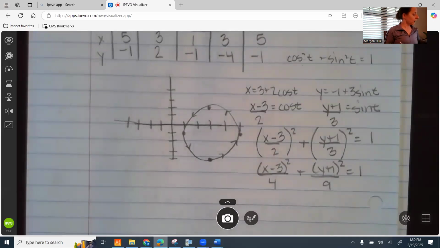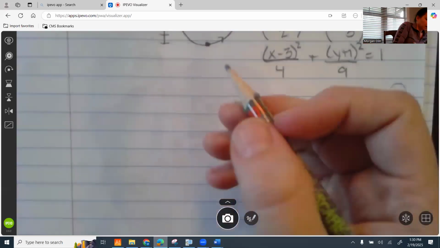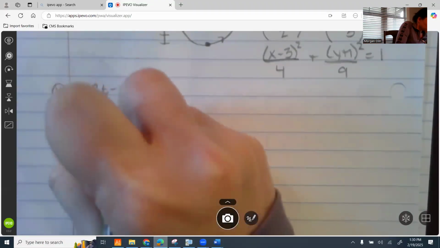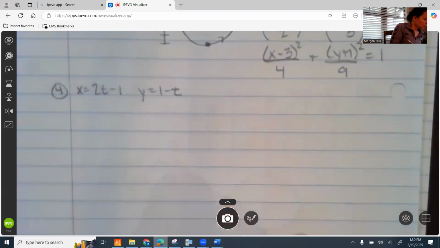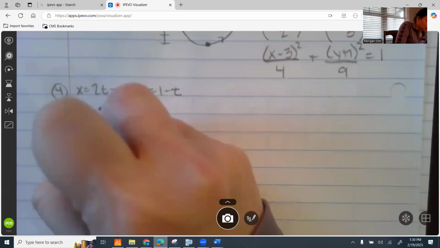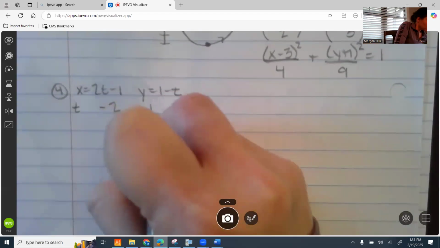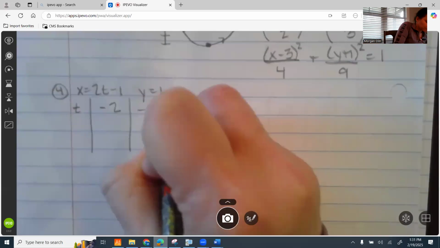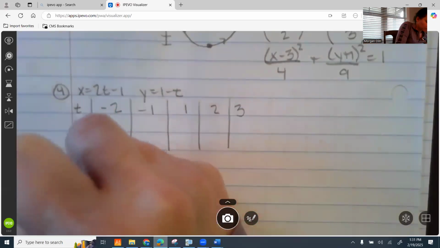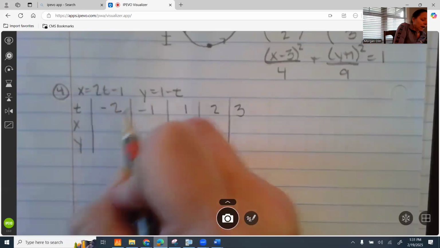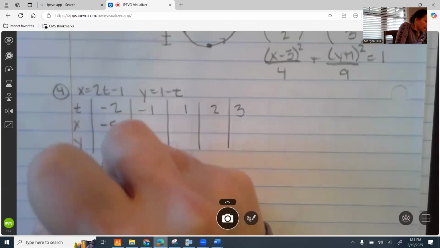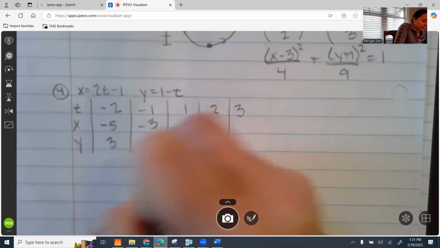Now let's go look at another one. Number 4. x equals 2t minus 1, y equals 1 minus t. So remember the ones that we did for number 1? I'm just going to use those same t values right here. I think we've got the gist. You can pause it for a second and fill it in. I'm just going to go ahead and fill these in off of what I already have and just realize I'm plugging in these t values.